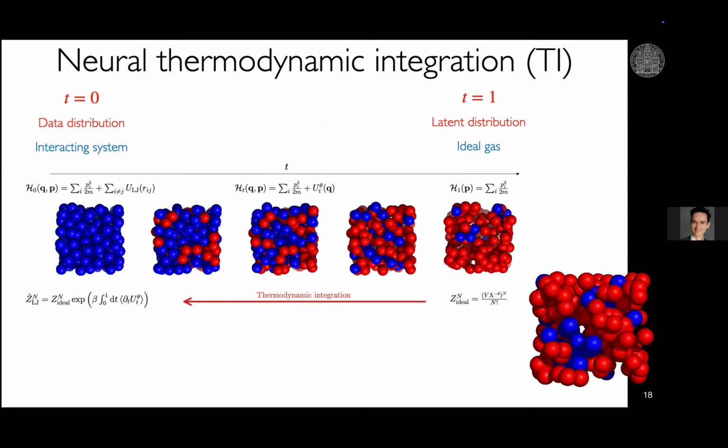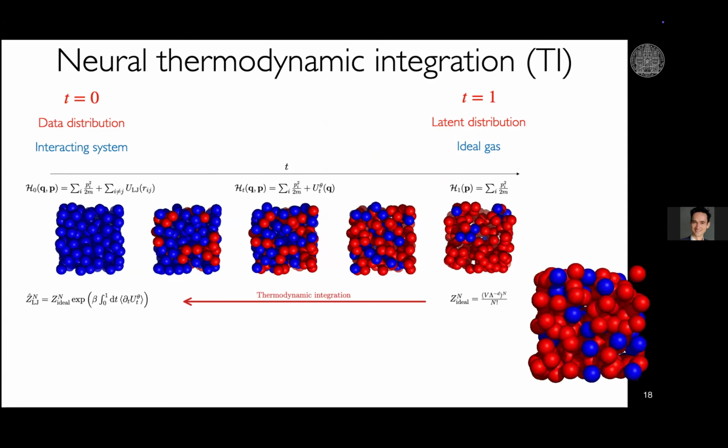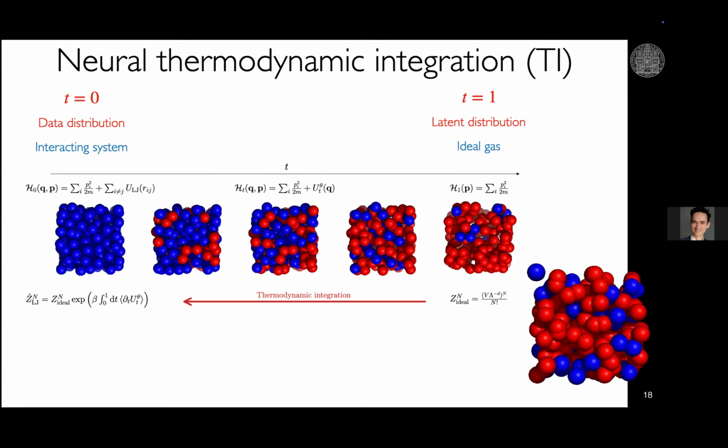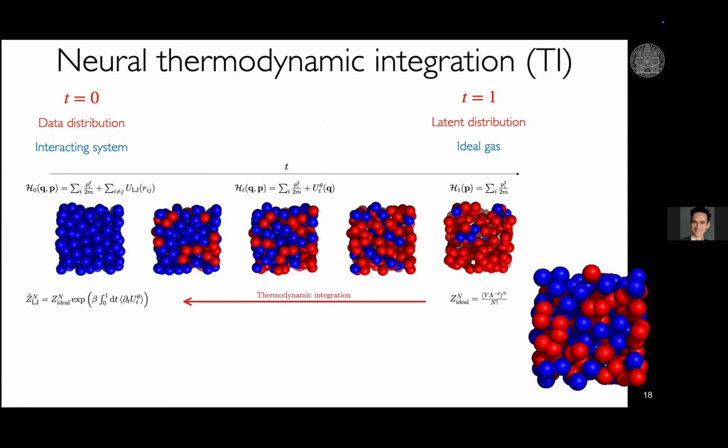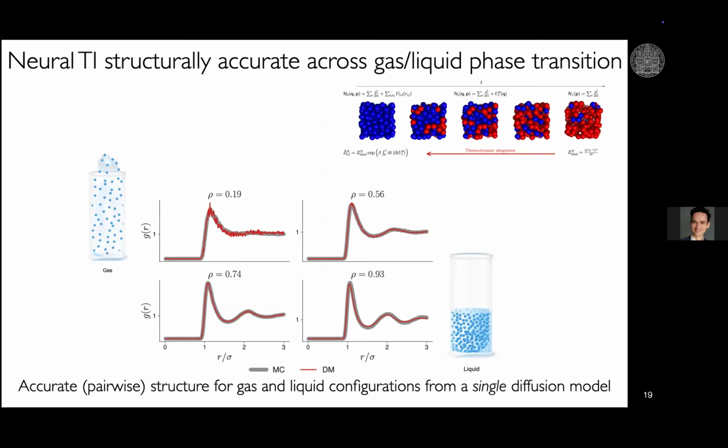So I can show you a movie here where we start from the latent space and we denoise, and you can see how these particles slowly turn blue. And at the end, they're all blue, and they all satisfy these steric constraints. And so this is after training of our model. The question is whether this type of configurations that we get are meaningful.